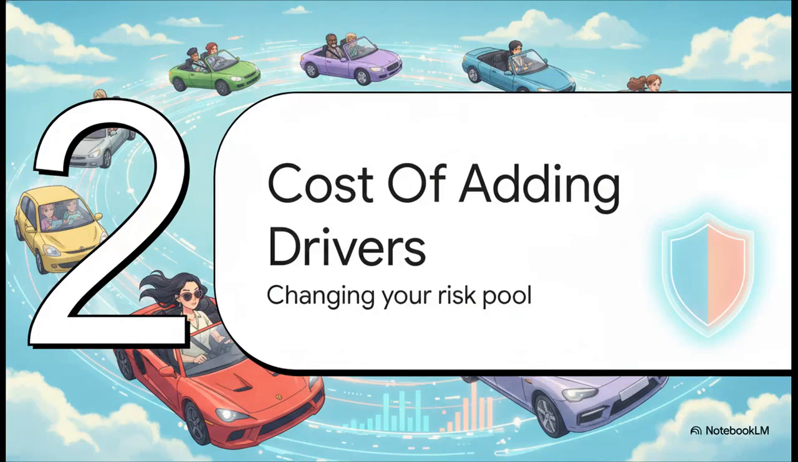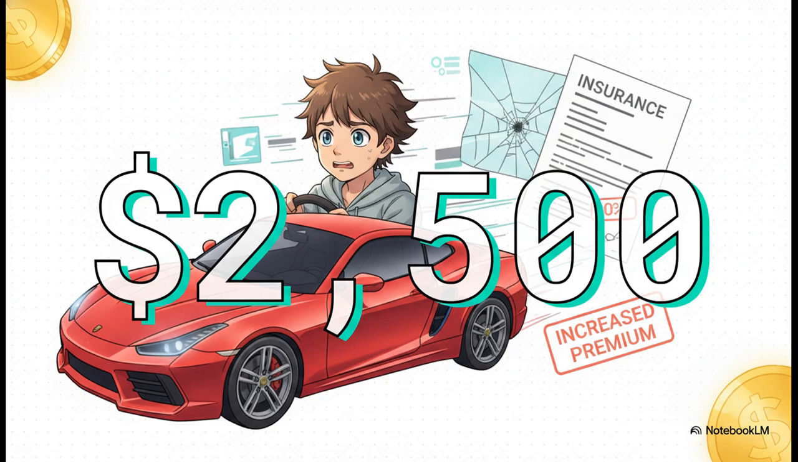Moving right along to Section 2, the cost of adding drivers. Let's look at the financial impact of changing your risk profile. Look, whenever you add a driver, you are fundamentally changing the risk pool of your contract. The carrier is going to instantly reprice your entire policy based on that brand new risk profile. And sometimes, honestly, that repricing is a pretty heavy hit. According to the data, adding a youthful teen driver increases your annual premium by an average of $2,000 to $3,000. And why is that? Well, teens are statistically nearly 3 times more likely to be in a fatal crash than drivers over 20. The insurers simply pass that severe risk exposure straight onto your premium.